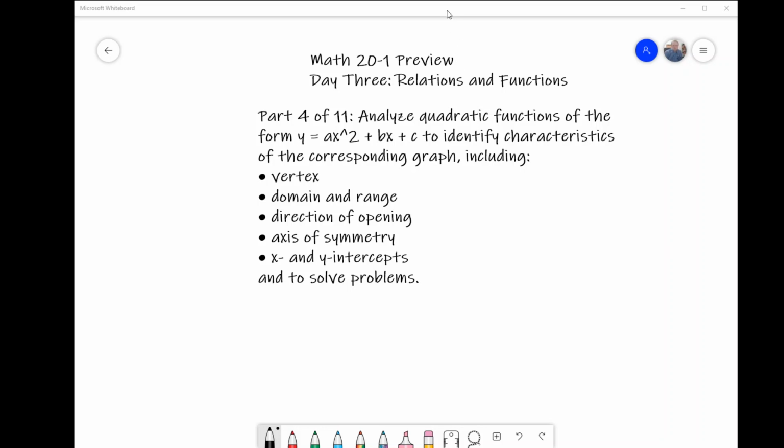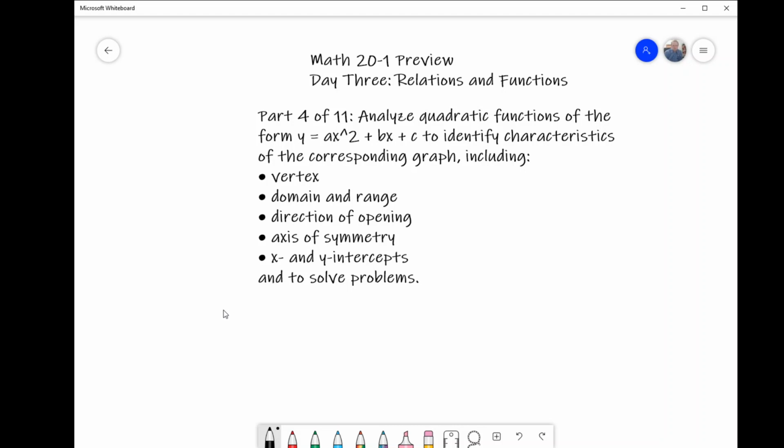So in part 4 of our third day of the Math 20-1 preview, you may notice that it looks a lot like part 3. We're still going to be analyzing quadratic functions to find the vertex, the domain and range, the direction of opening, the axis of symmetry, and the x and y intercepts. The distinction is that now we have that y equals ax squared plus bx plus c form.